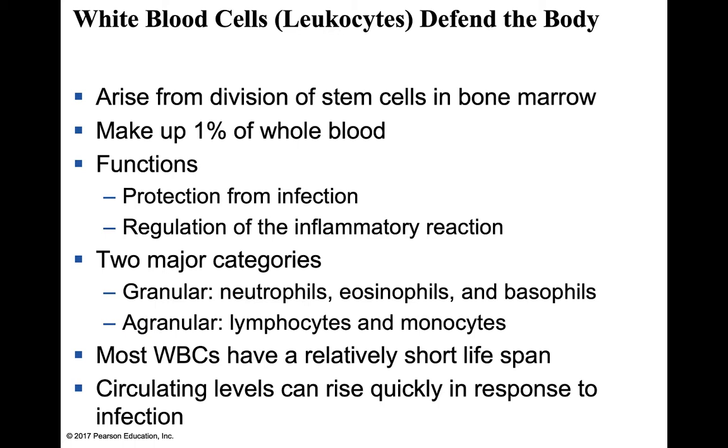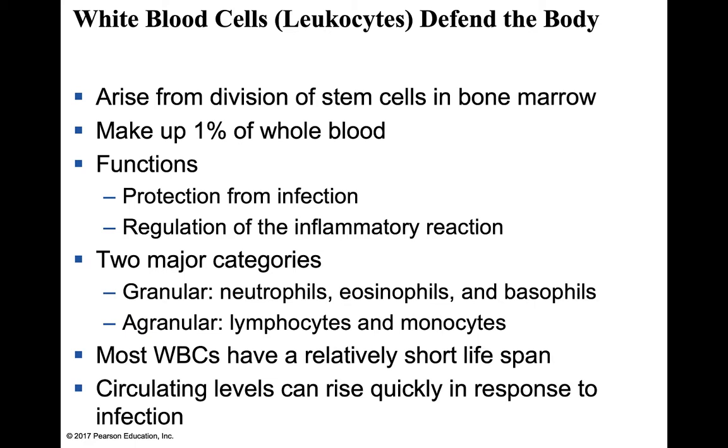So here, it doesn't matter if they're granular or agranular, and you can use the mnemonic device, never let monkeys eat bananas. So we have neutrophils, okay, that's what we have the most, never. Lymphocytes, let. Then we have monocytes, there's our monkeys. Eosinophils, eat. And then what we have the least are basophils, and there's the bananas. So that's generally how we list them, from what we have the most of to the least. So once again, that's neutrophils, lymphocytes, monocytes, eosinophils, and basophils.